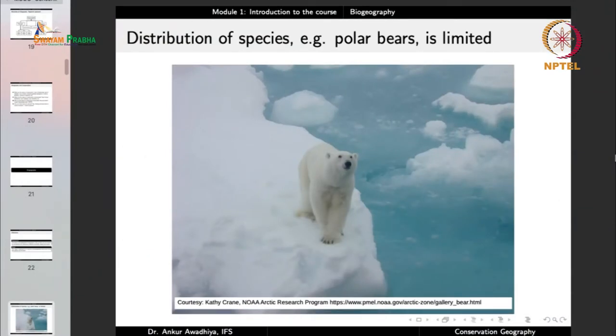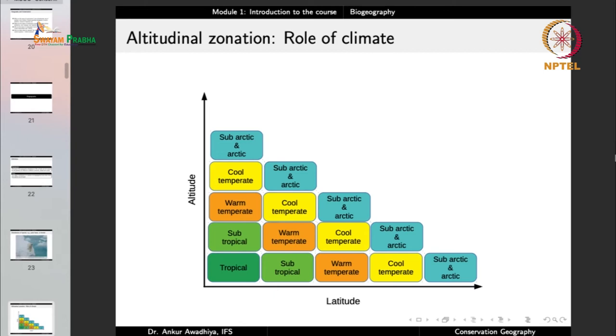Now, it is important because the distribution of species like polar bears is limited. And we can ask the question, why is it limited? And in this context, geography plays an important role, because things such as climate play a very important role in localization of species. So for example, if we look at altitudinal zonation, at any location, if we go up, we find different kinds of habitats, different kinds of organisms living there. Near the equator, we will find the tropical forests. If we move up, say on a mountain, we will find subtropical forest, followed by warm temperate, then cool temperate, then subarctic and arctic forests.